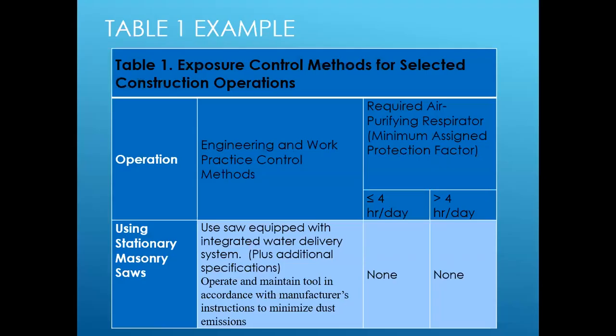The layout of the table is shown here. In the left column, it lists the operation that is being performed. The next column tells you which engineering or work practice controls must be implemented to be in compliance. And the last columns determine if respiratory protection is needed or not for that task. And the need for respiratory protection is dependent in some instances on whether the employee is performing that operation less than 4 hours per day or greater than 4 hours per day.